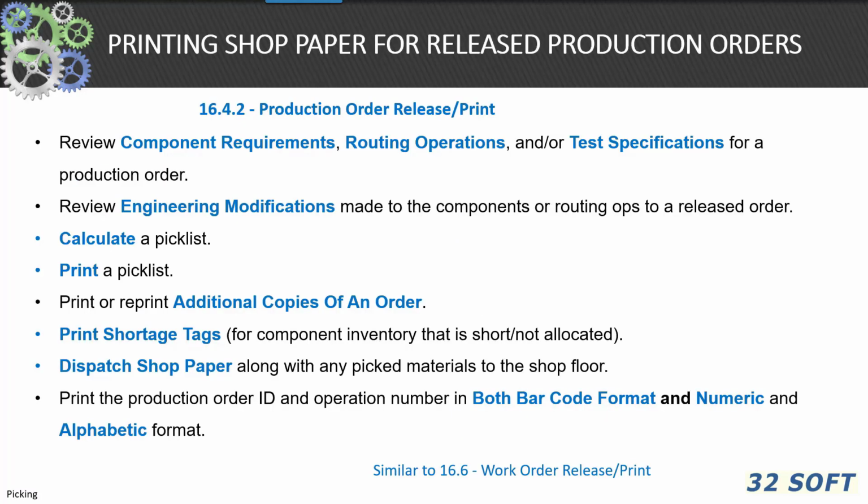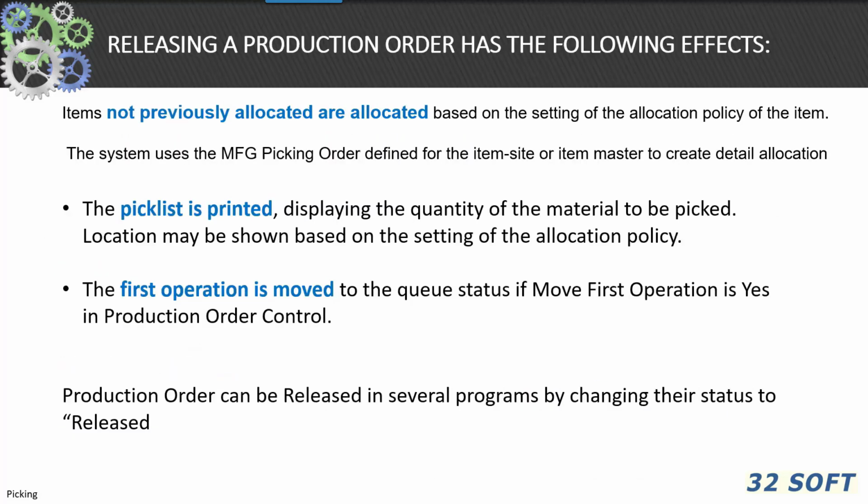So 16.4.2, which used to be our 16.6, prints the pick list for the production order, looks at the component requirements, operations, test specifications. If engineers have made modifications, you can recalculate a pick list. Need to pay a whole lot of attention to this new pick list functionality. You can print the pick list, you can print additional copies. Shortage tags, great new tool for the shop floor and the warehouse. And you can print barcode for numeric or alpha format for automated solutions.